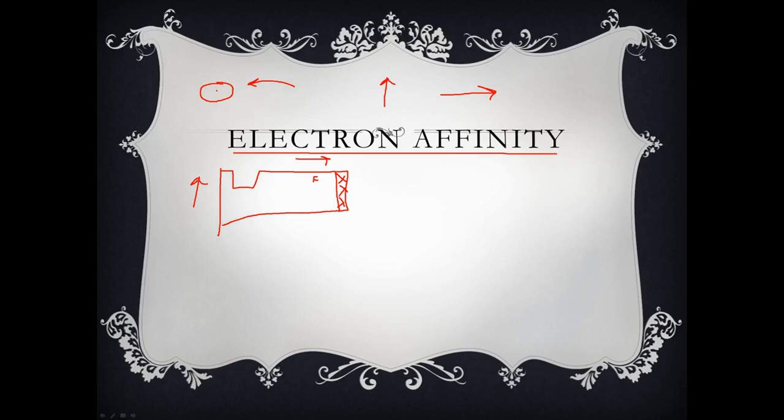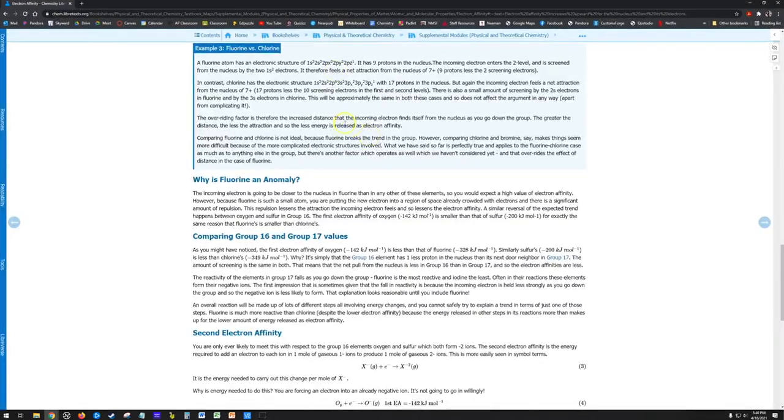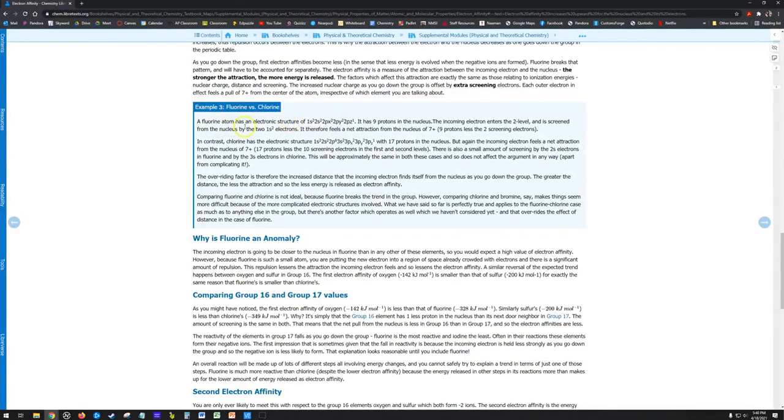And let's look at that. I had it pulled up just a second ago. Where is it? Fluorine versus chlorine. Okay, let's look at this. This is interesting. And hopefully this doesn't get too beyond what we can understand. A fluorine atom has an electronic structure 1s2, 2s2, 2p5. It has 9 protons in the nucleus. The incoming electron enters the second level and is screened from the nucleus by the 1s2 electrons, or shielded. It therefore feels a net attraction from the nucleus of +7.